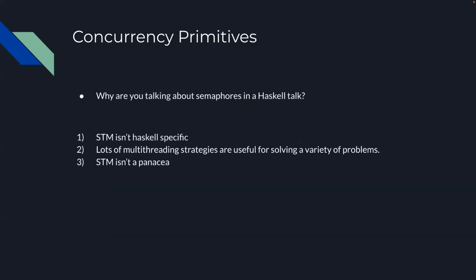And why am I talking about semaphores in a Haskell talk? I have 3 reasons for this. One, STM is not Haskell specific. We're going to talk about that, but you can walk away with this and go look for STM in basically any mainstream language, as they have implementations of STM today. Haskell is great because the type system allows for additional safety guarantees, but this is a tool that exists in all programmers' belts, not just Haskell specific.